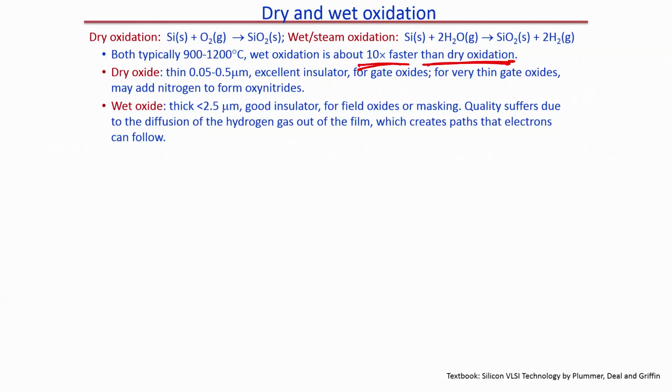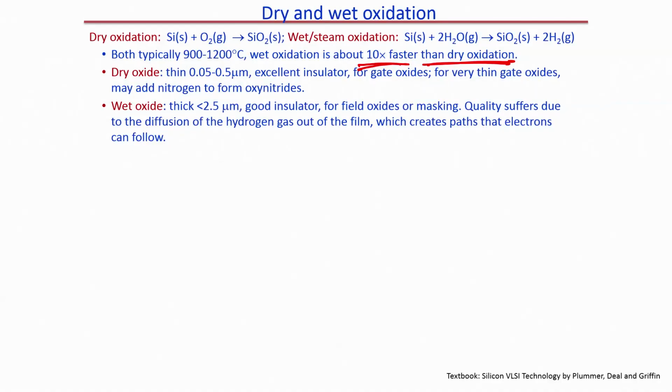Now, dry oxidation forms a thin film of oxide from 0.05 to 0.5 micron, and the silicon dioxide that is grown using dry oxidation is an excellent insulator for gate oxides, and for very thin gate oxides we may need nitrogen to form oxynitrides. So, whenever you want to grow silicon dioxide for a gate, we will be using dry oxidation. When you want to grow silicon dioxide for masking oxide, we will use wet oxidation. All right. So, for wet oxide, the thickness can be less than 2.5 microns. Again, it is a good insulator, not as good as the oxide grown using dry oxidation. It is a good insulator for field oxides or masking.